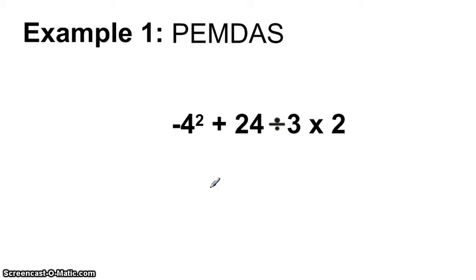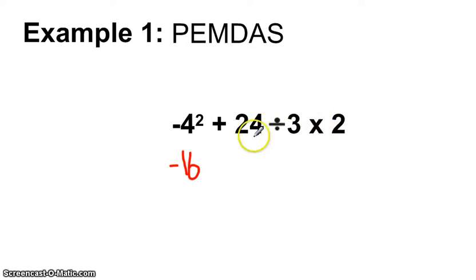Hello class, I'm going to do 3 examples of simplifying expressions using order of operations or PEMDAS. So for example number 1, I see that I have no grouping symbols or parentheses, so I'm going to move on to my exponents. So 4 to the second power is 16. I'm going to bring down my negative sign, and then I have an addition, division, and multiplication signs left.